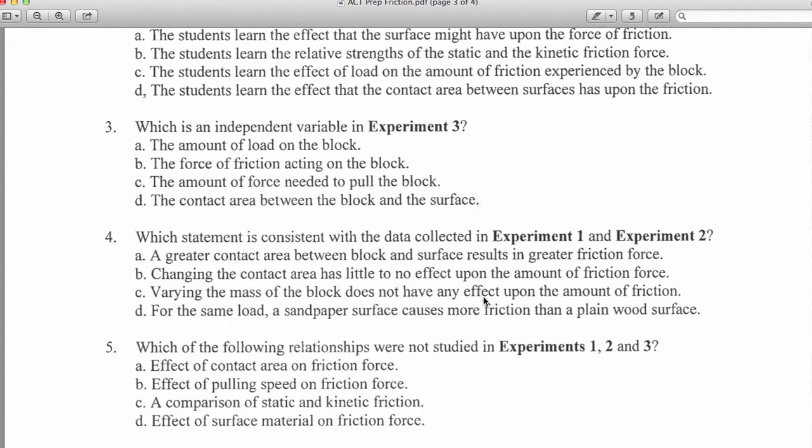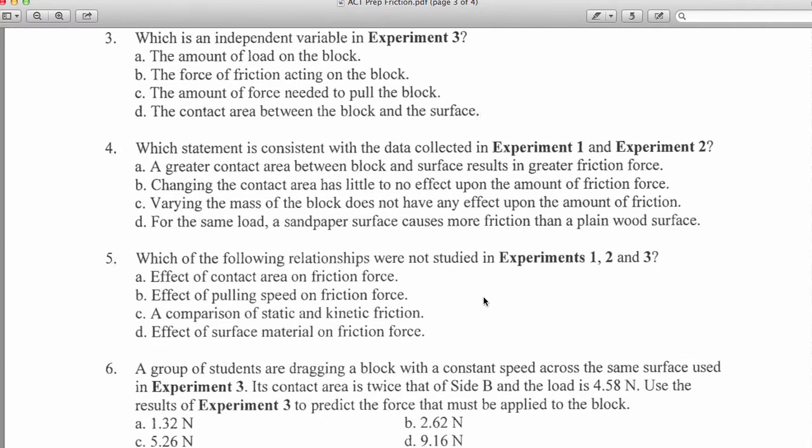Number 3. Which is an independent variable in Experiment 3? A. The amount of load on the block. B. The force of friction acting on the block. C. The amount of force needed to pull the block. Or D. The contact area between the block and the surface.